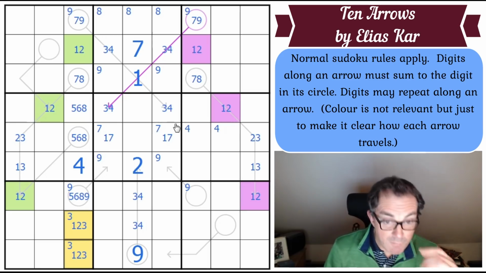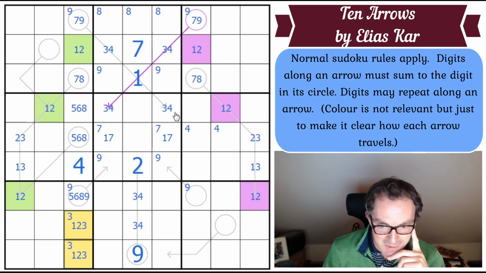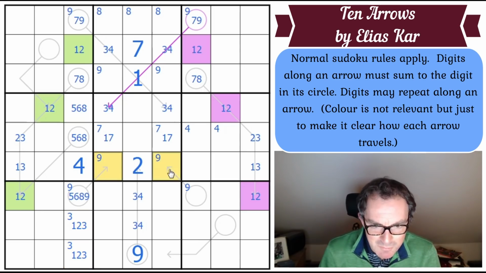Got quite a lot of pencil markings in this puzzle at the moment. It's quite hard to keep track of them, especially as some of them don't mean quite what they normally do. These 9s, for example, I'm indicating an X-wing with those.